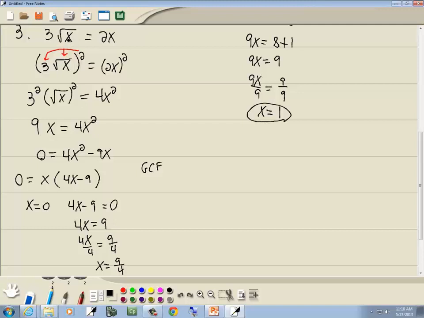Now if we check this, if I put 0 in for x, 3 times square root of 0, square root of 0 is 0, times 3 is 0. Put 0 over here, 2 times 0 is 0, so that one checks. If I put 9/4 in there, square root of 9/4 is 3/2, times 3 is 9/2. If I put 9/4 over here, I get 9/2, so it checks also.